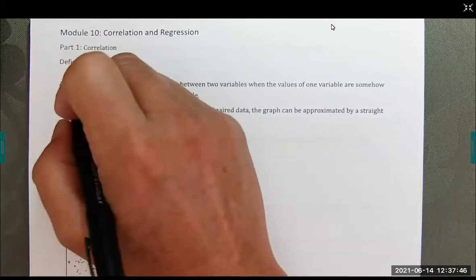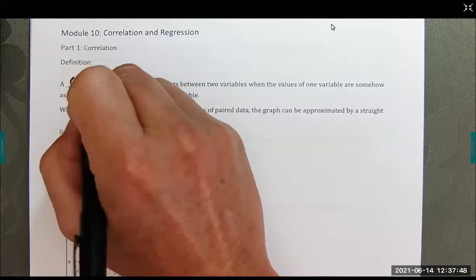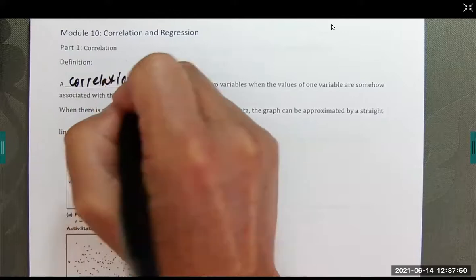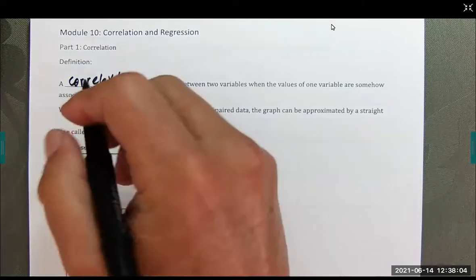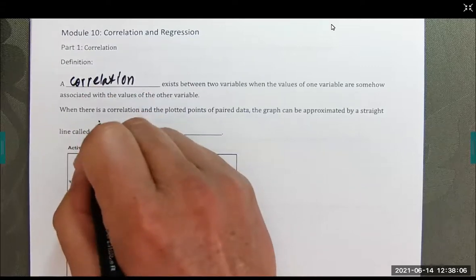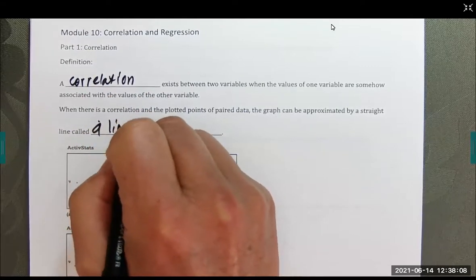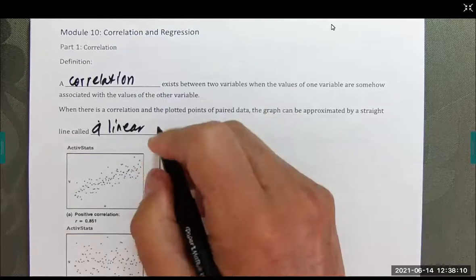So a correlation exists between two variables when the values of one variable are somehow associated with the values of another variable. When there is a correlation in the plotted points of paired data, the graph can be approximated by a straight line called a linear correlation line.